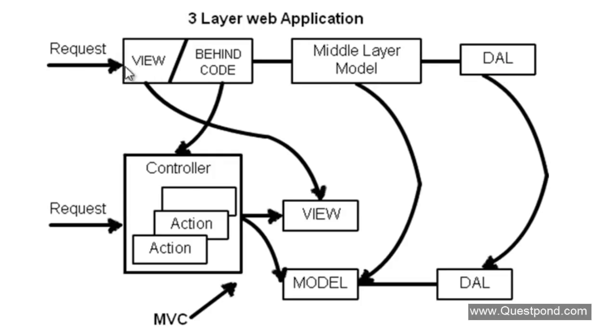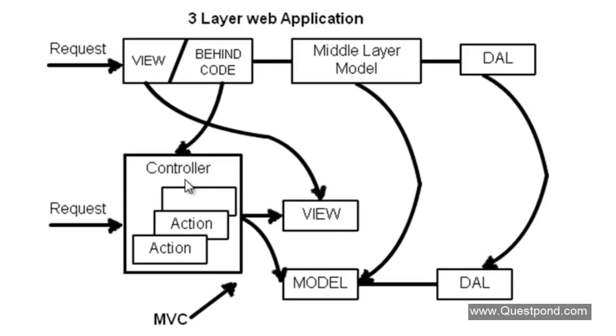So the basic problem in the web application was that the first hit was coming to the view. So what we have done is we have taken this behind code and we have made it a controller with a lot of actions inside it. So now the first hit will come to the controller. We have taken this view and moved it behind the controller. In other words, this behind code, which was the problem, we have moved it into the controller class, which is lightweight, which can be reused wherever we wish, right?